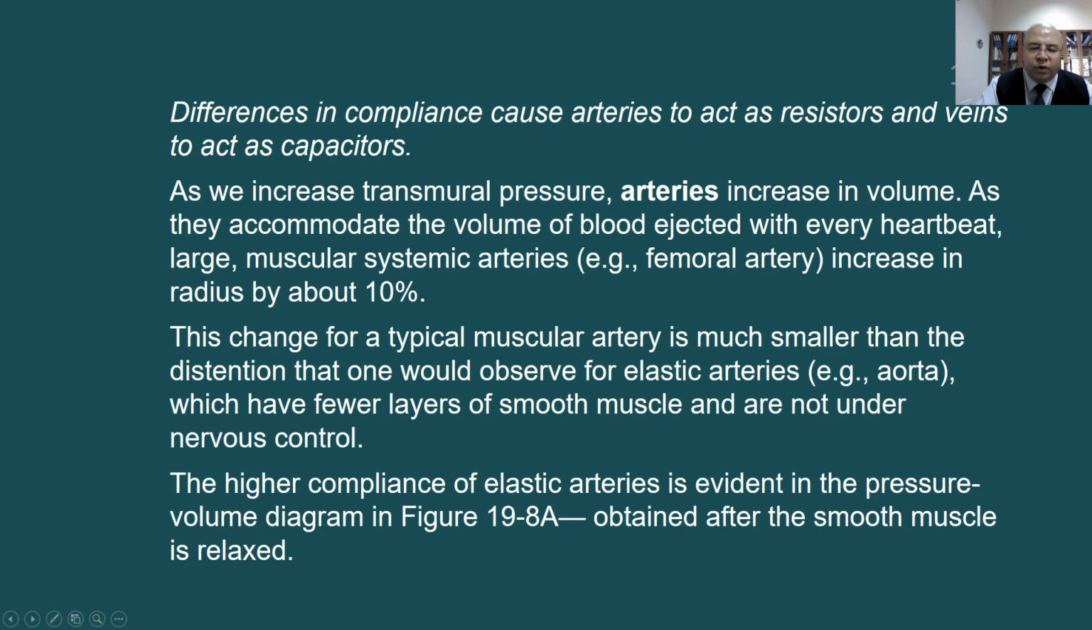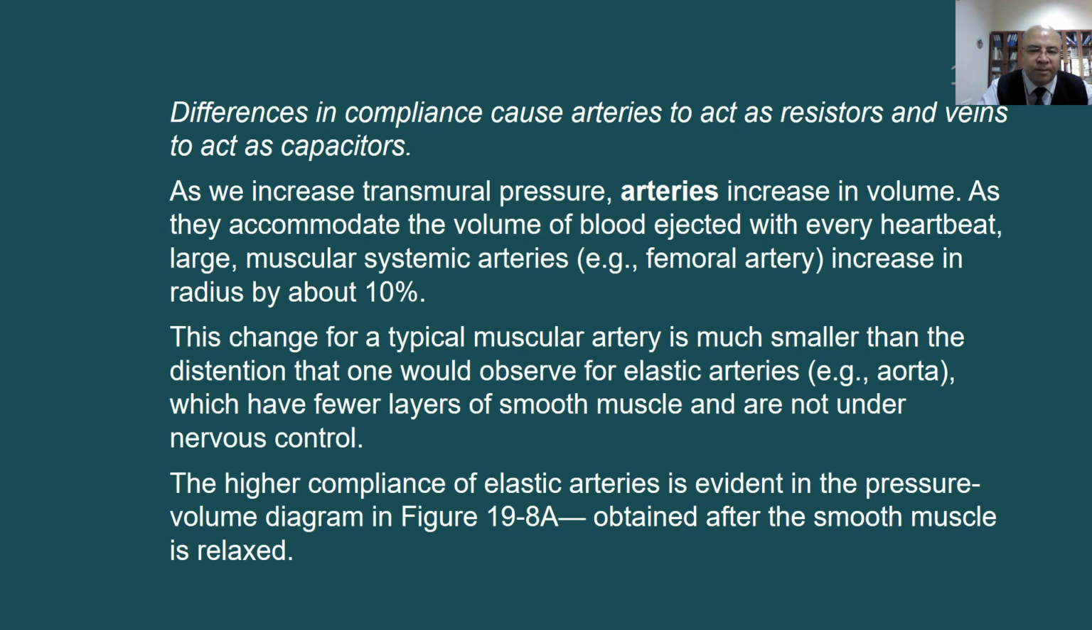So if we are going to see what happens again in these graphs from Boron, another textbook of medical physiology. The differences in compliance cause arteries to act as resistors and veins to act as capacitors. As we increase transmural pressure, arteries increase in volume. As they accommodate the volume of blood ejected with every heartbeat, large muscular systemic arteries, for example the femoral artery, increase in radius by about 10%.